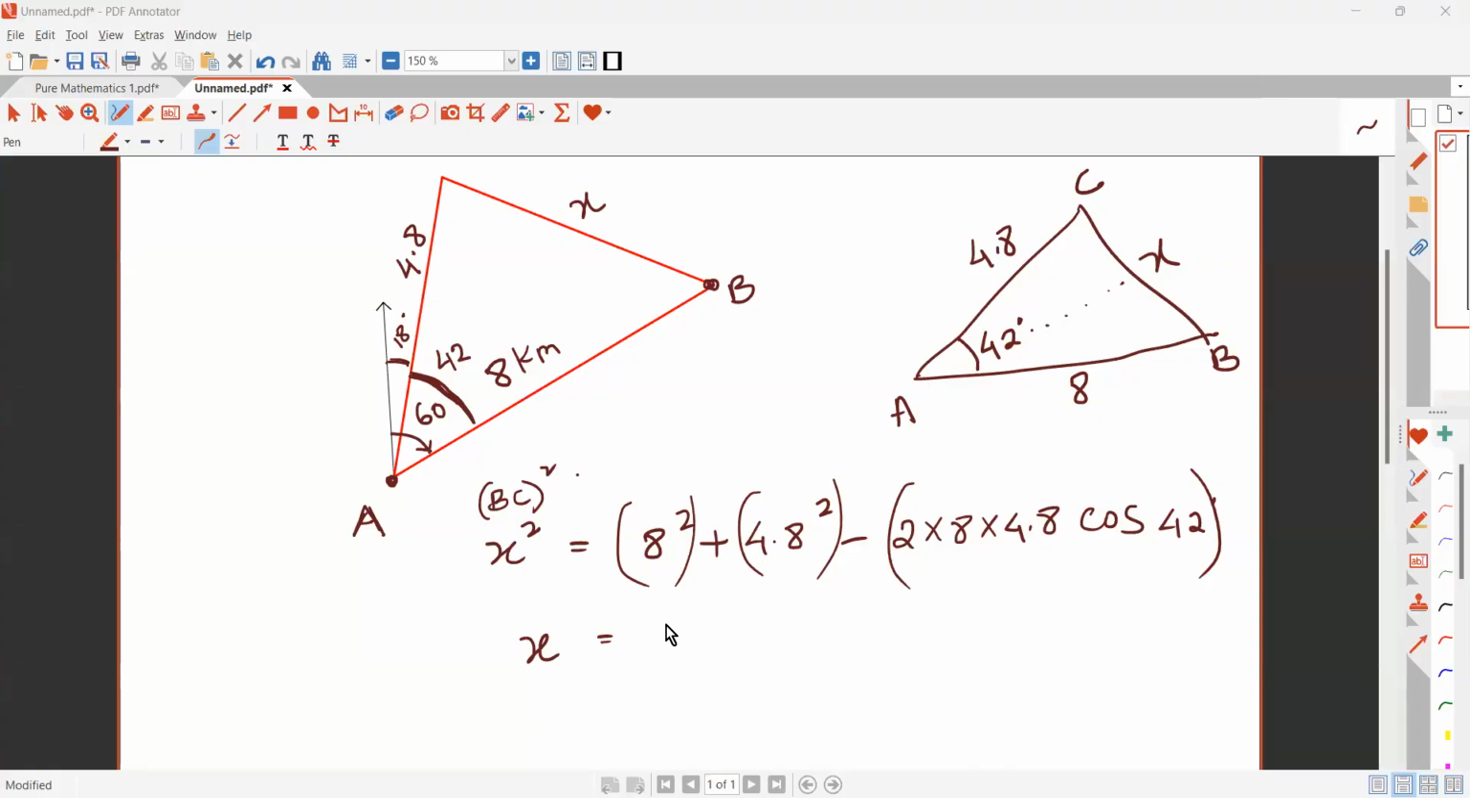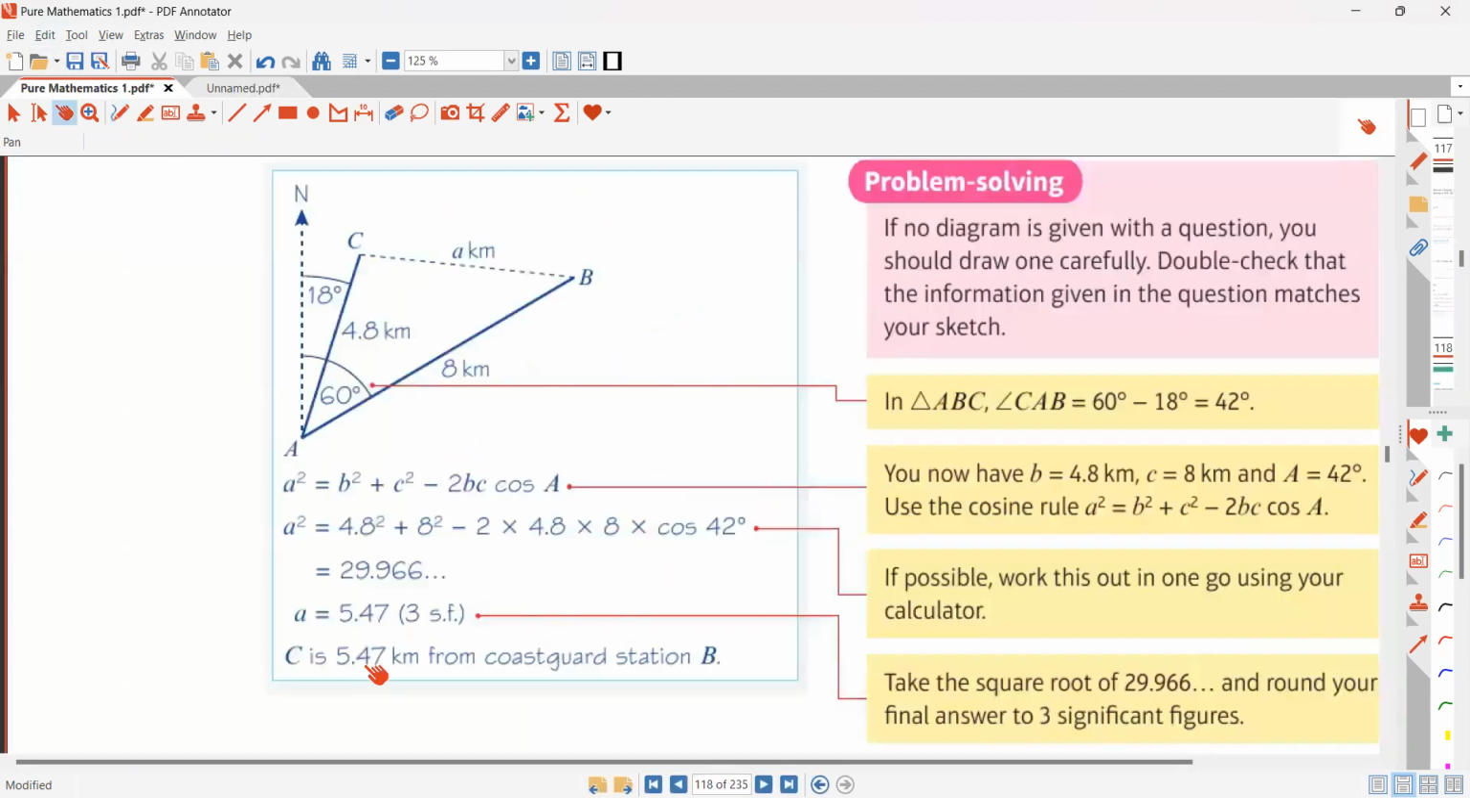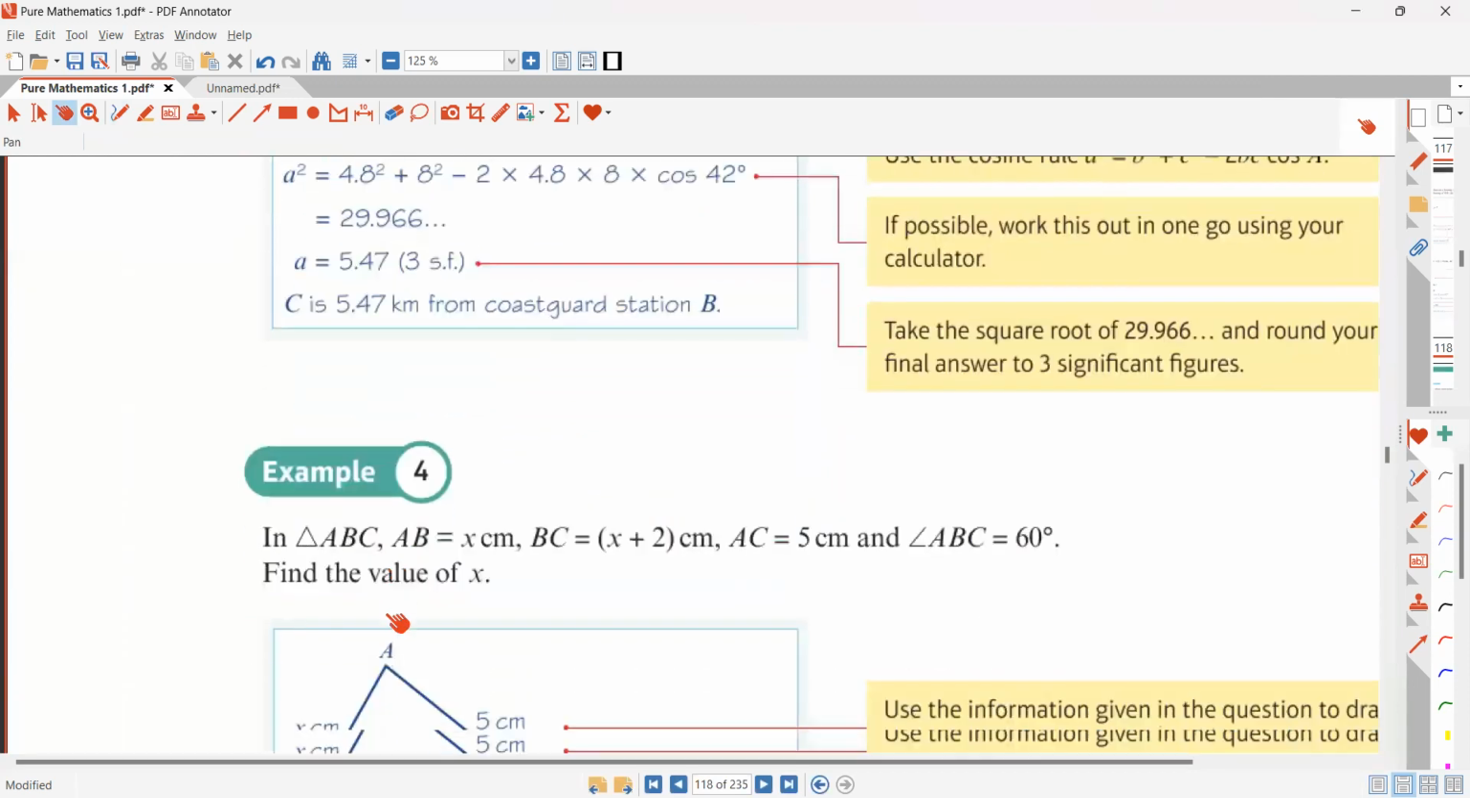So you guys got the answer to be 5.47 after entering the whole thing in the calculator and taking the root of the answer. Correct? So this is done. I'll go on to the next question. 5.47 kilometers. I forgot to write the units over there. Make sure you guys write the units.